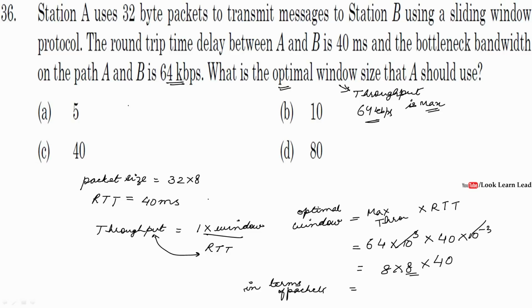The packet size is 32 into 8. So it is 8 cross 8 into 40 divided by 32 into 8. So 8 1, 8 1, 8 4, it would be 10. So 10 is our answer. So B should be our answer.